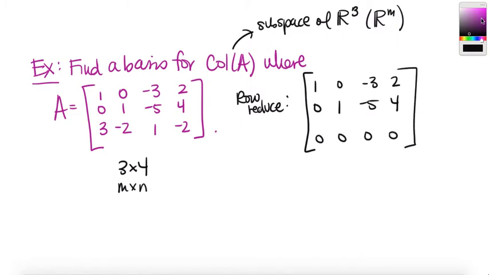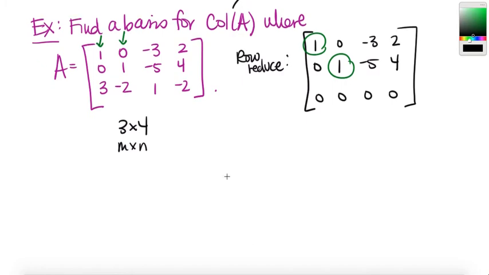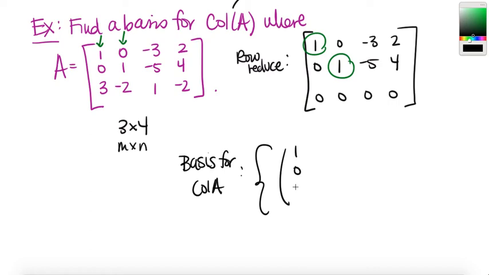And we find out where the pivots are here. Here's a pivot. Here's a pivot. Those are the only 2 pivots. So what this tells us is that we need the original first column and the original second column from our matrix A. So a basis for the column space of A is going to be those original columns, (0, 1, -2) and the other one. So there's our basis.